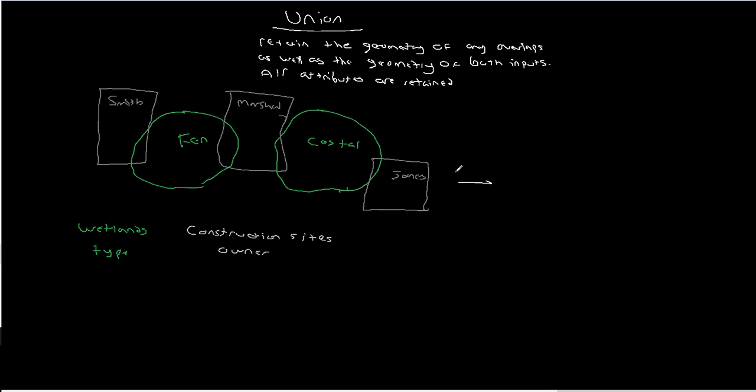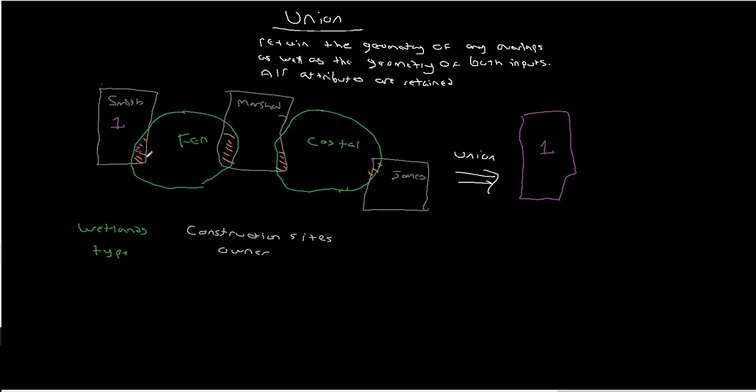So what happens when we run union? Well, when we run union, what we end up with is the geometry of any overlaps. So let's find our overlaps. We have an overlap here, here, here, and here, as well as the geometry of both inputs. So basically anything that doesn't overlap is retained as well. So I'm going to do my best to try to draw these out. The first thing we have is going to be the geometry of this construction site minus the overlap. So our first polygon in the output is going to look something like that. That's polygon 1.